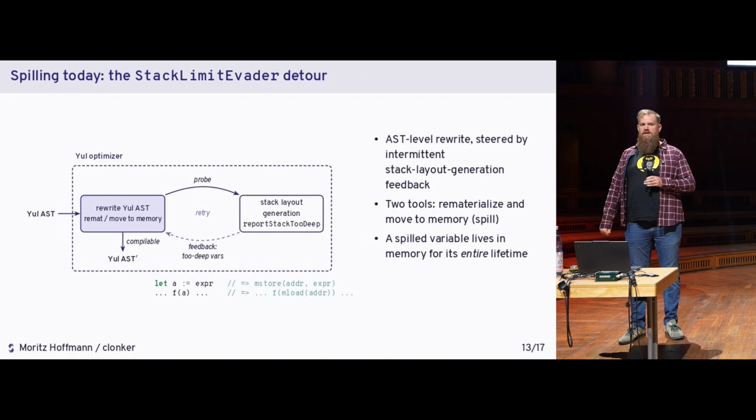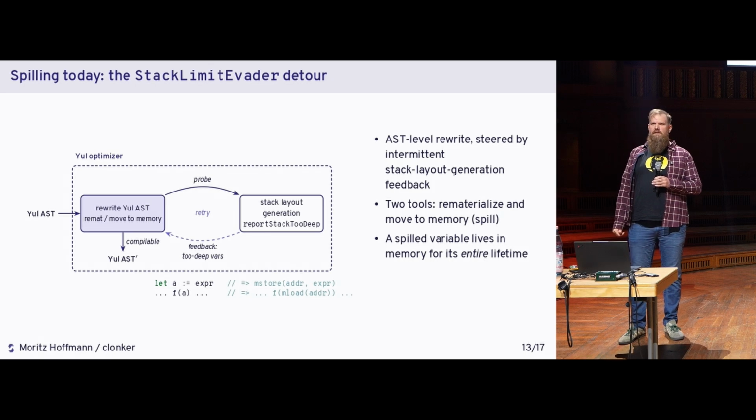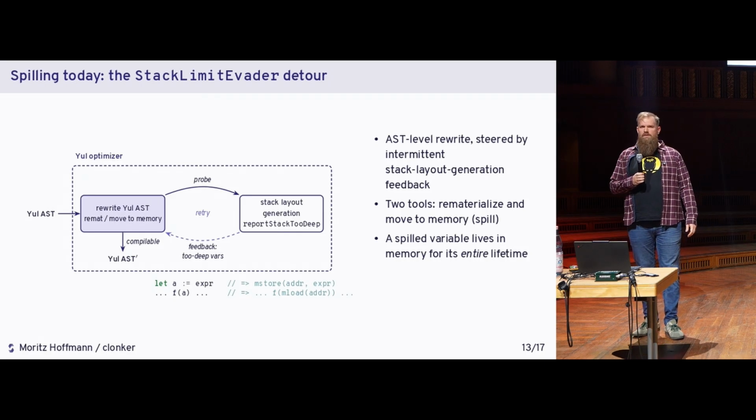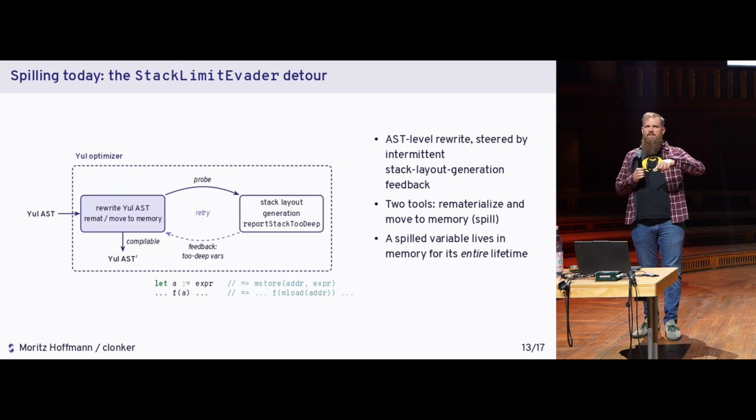And then essentially to the meat of it, so the current viaIR pipeline has something that is called the stack limit evader, which operates on the Yul AST. And the Yul AST is being transformed by replacing expressions through mloads and mstores. So the stack to memory spilling happens on an AST level. This doesn't have anything to do with the EVM yet, really, other than Yul being an EVM designed language, so to target EVM, but it doesn't really need any of the EVM specifics at that place.